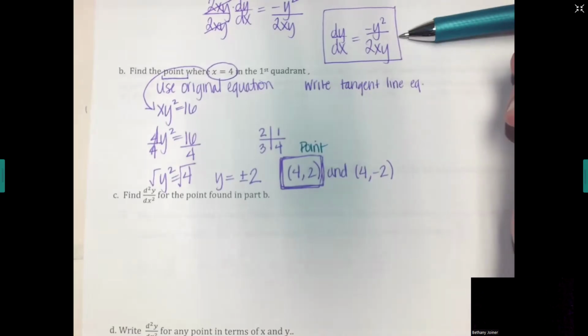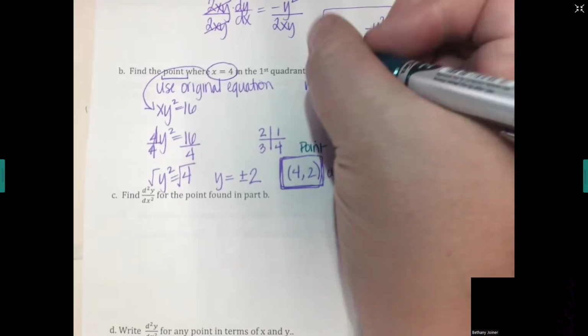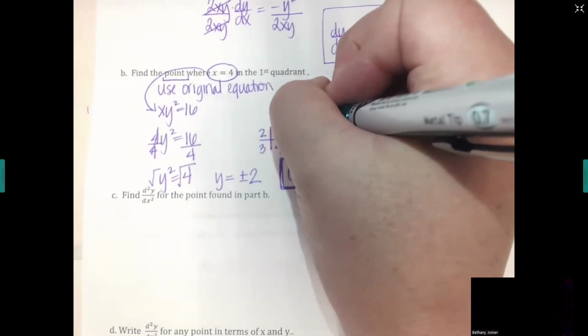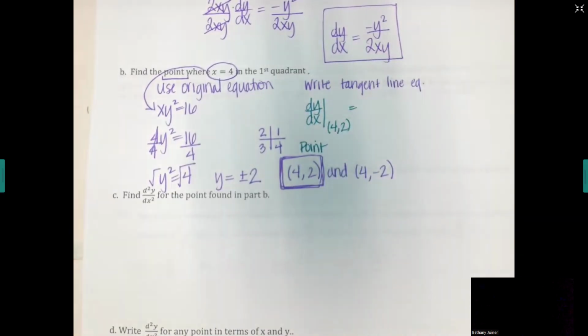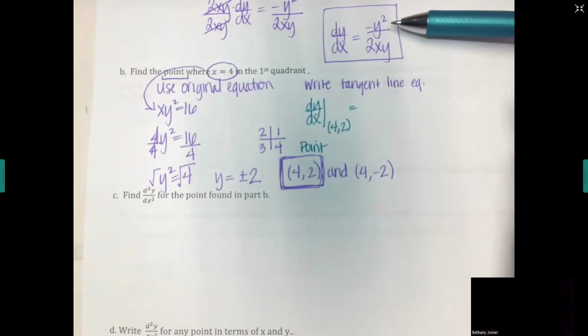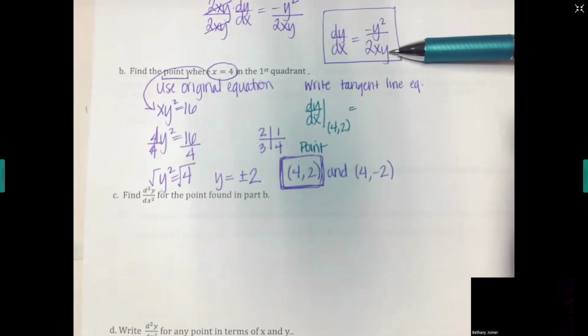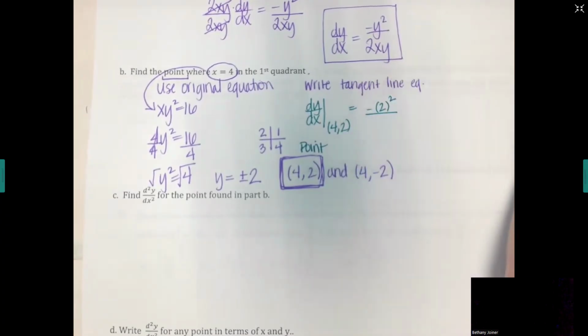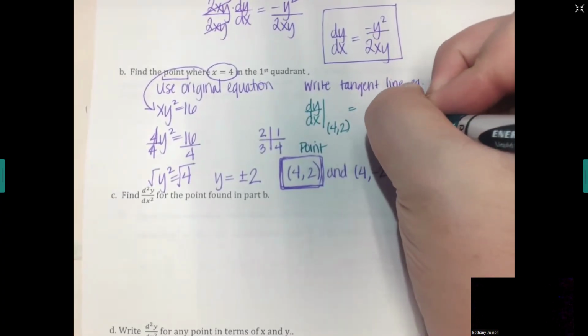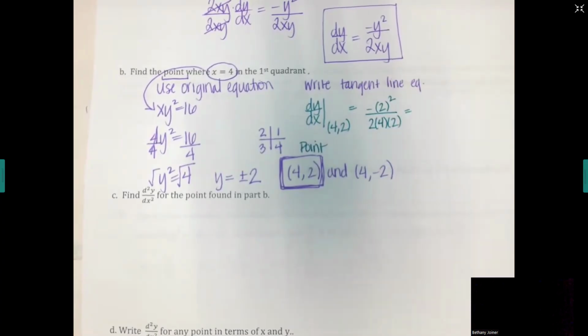So the other ingredient that I need is the slope. And remember, that's what the derivative is. So I'm going to put dy/dx, vertical line 4, 2. And then I'm going to plug that ordered pair into my equation. So it's a negative y squared over a 2xy. So it's a negative 2 squared over a 2xy is a 2 times 4 times 2. Okay, how will the top come out? What number?